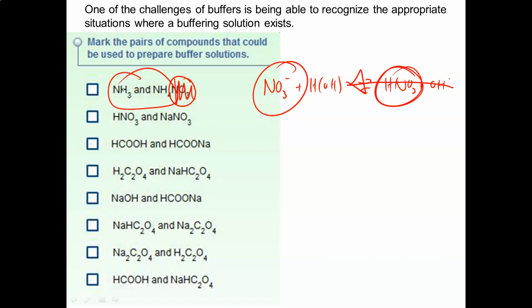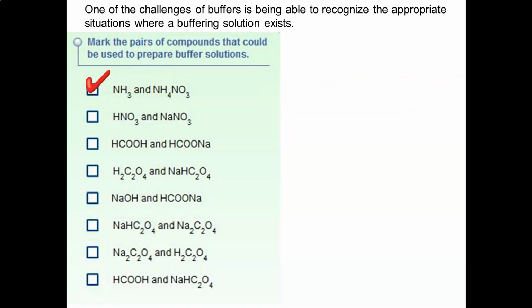The last thing we need to check is to make sure that neither of these are strong. They're both weak, because you can only have an equilibrium if they're both weak. If you have a strong acid or base, there is no equilibrium. They 100% break up. Well, these two are definitely both weak. They're not on my list of strong acids, strong bases. So yes, this is definitely a buffer solution, or could be a buffer solution anyway.